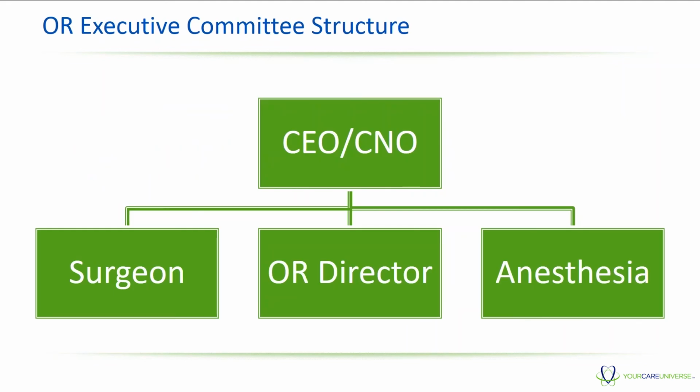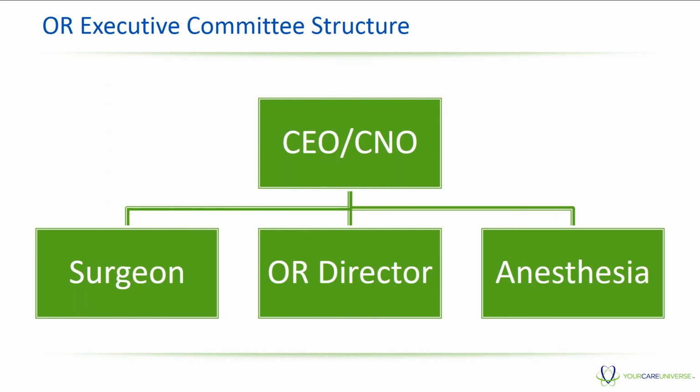So I keep talking about this OR executive committee, and here's the structure that I've used in the past. It's been very helpful to me. Think of this as a four-legged chair. You have to have the support of somebody from your C-suite, whoever your surgery department reports to, your CEO or your CNO. You want a surgeon leader, usually one of your top complainers. Those are always a good person to channel. And then your OR director, your OR manager, whatever title you might be using, and then an anesthesia leader.